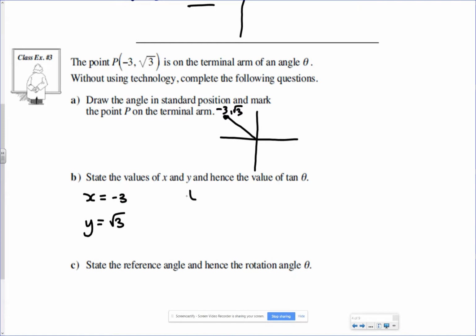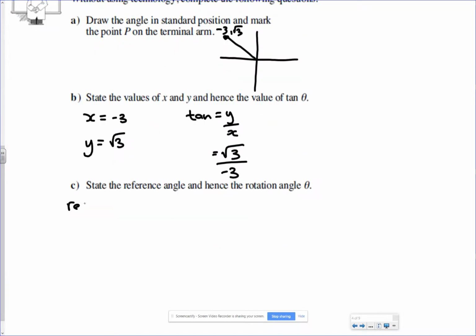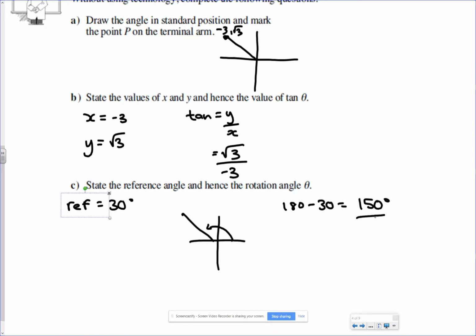So tangent, which is y over x, would be √3 over -3. So given that as my angle, that is a reference angle. That is the reference angle for 30 degrees. And then I would have to find that. And since they gave me a specific point, I only have to find the one angle. So that would be 180 minus 30, which gives us an answer for this one of 150.